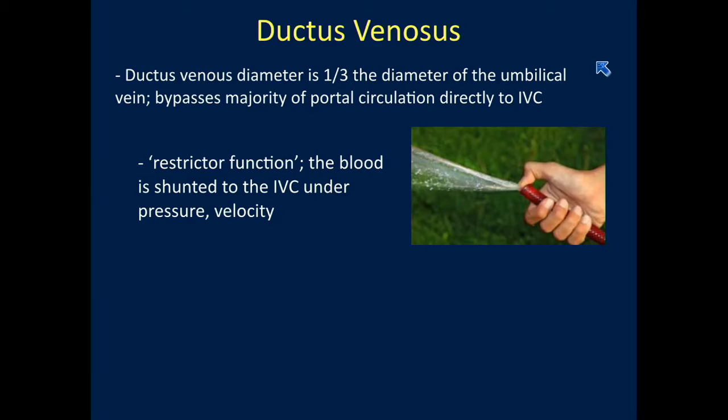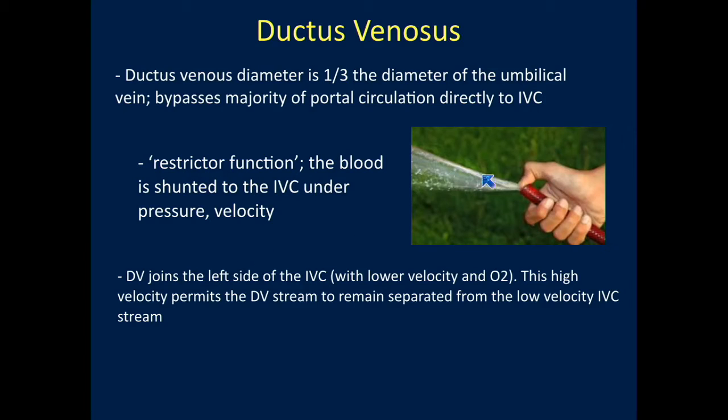Well, why does it do that? Think of where the most highly oxygenated blood is in the fetus. It's coming in the umbilical vein, right? So you want your most highly oxygenated blood to be shunted to the organs that you need most, which are your brain and not necessarily your liver or your gallbladder. So the ductus venosus functions as a restrictor. And this is actually the best diagram I can give you to explain what this does. It's like putting your finger over the end of the hose. You accelerate the velocity of the water that's coming out of the end of the hose.